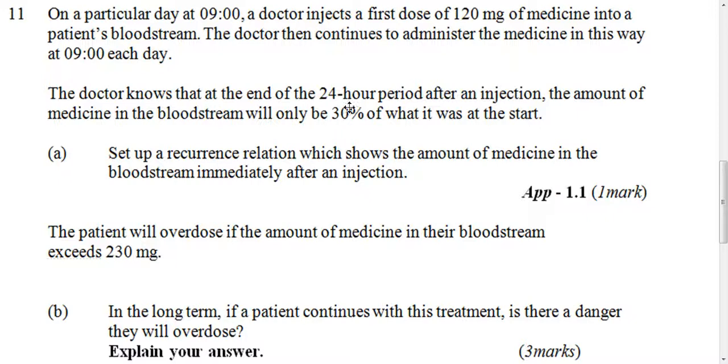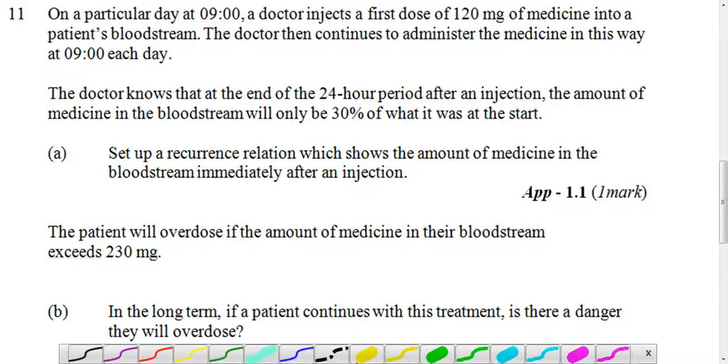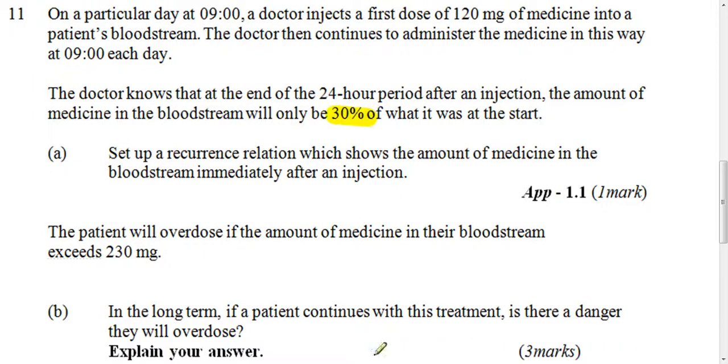Notice it's not reducing by 30%, it will actually only be 30% of what it was at the start. So it says set up a recurrence relation which shows the amount of medicine in the bloodstream immediately after the injection. Okay, so let's do that. We know that the recurrence relation should start U of n plus 1 equals a multiplier U of n and then an add or a subtract at the end in this case. So the multiplier in this is 30%, so we write that as 0.3.